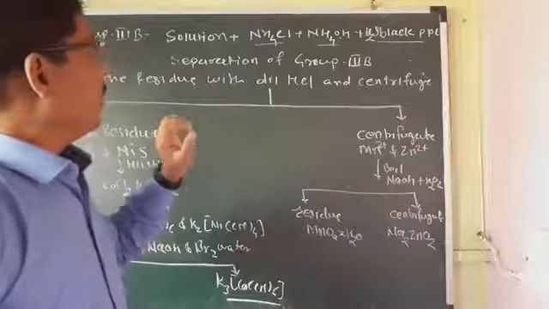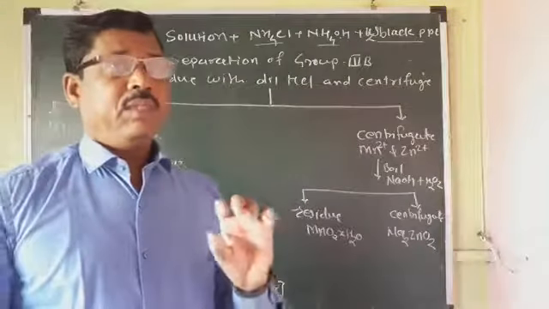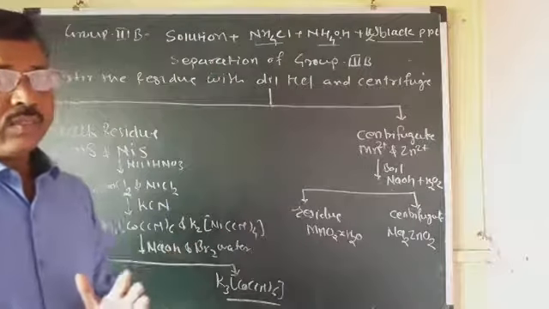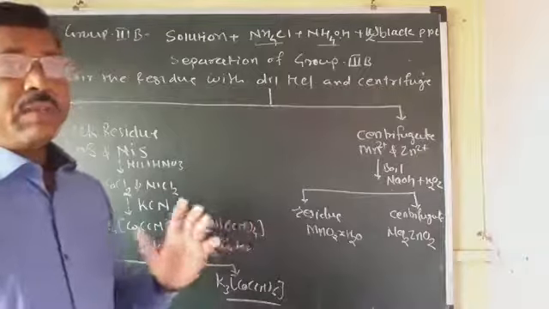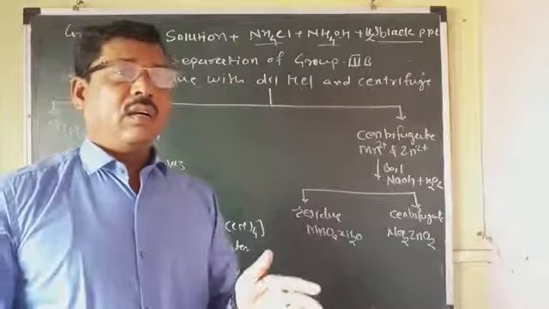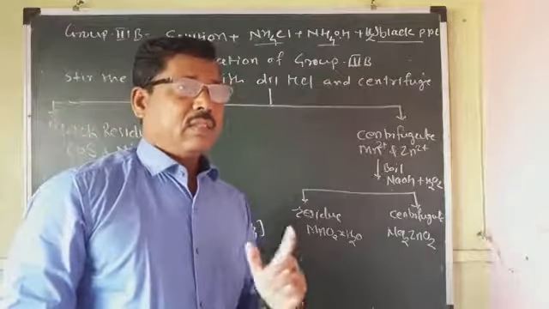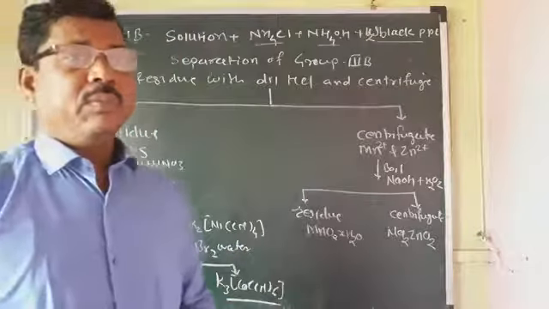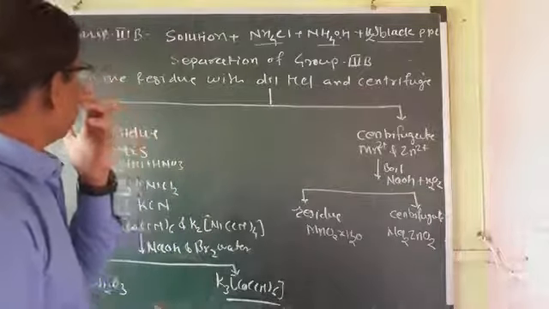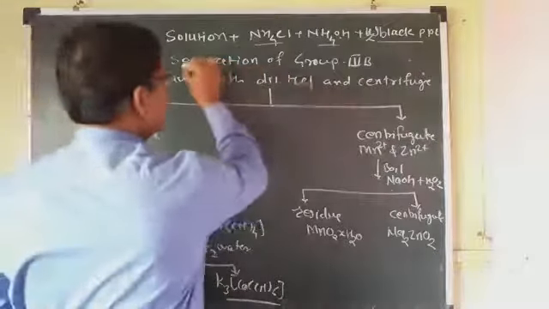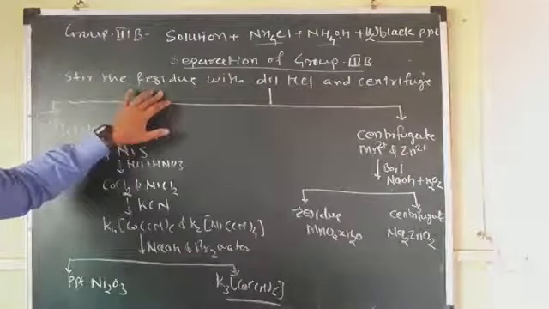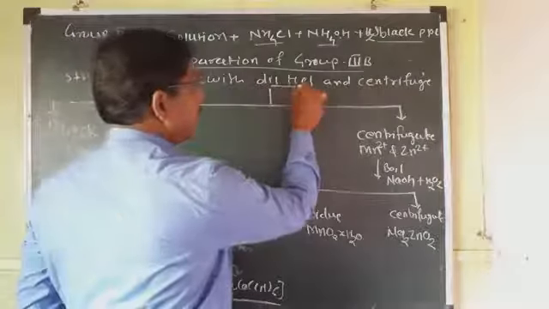That means the precipitating reagent for group 3B is H2S, hydrogen sulfide, in ammoniacal conditions. This forms a black precipitate of the group 3B elements. The separation of group 3B elements is done by stirring the precipitate or residue with dilute HCl and centrifuging.